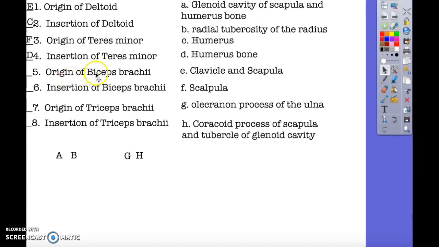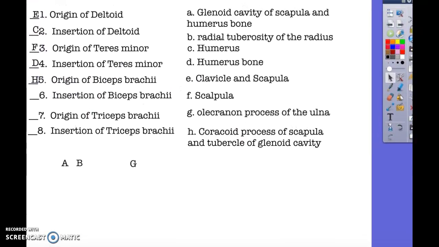I know the origin of my biceps brachii has to do with the coracoid process. I need to move my screen over some again. All right, insertion had to do with the radius. There's B. Origin of triceps. Here we had glenoid cavity and the humerus bone. And insertion, I know I was coming down on that ulna. All right, no, I got these backwards.